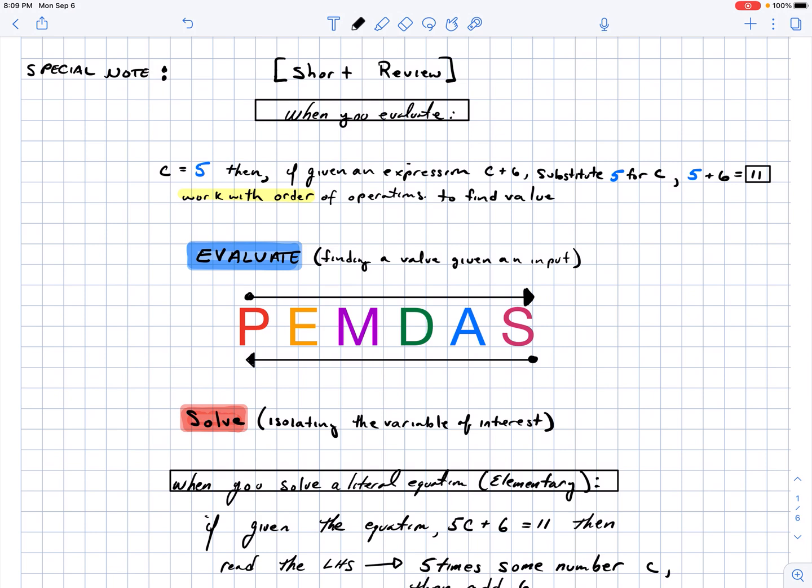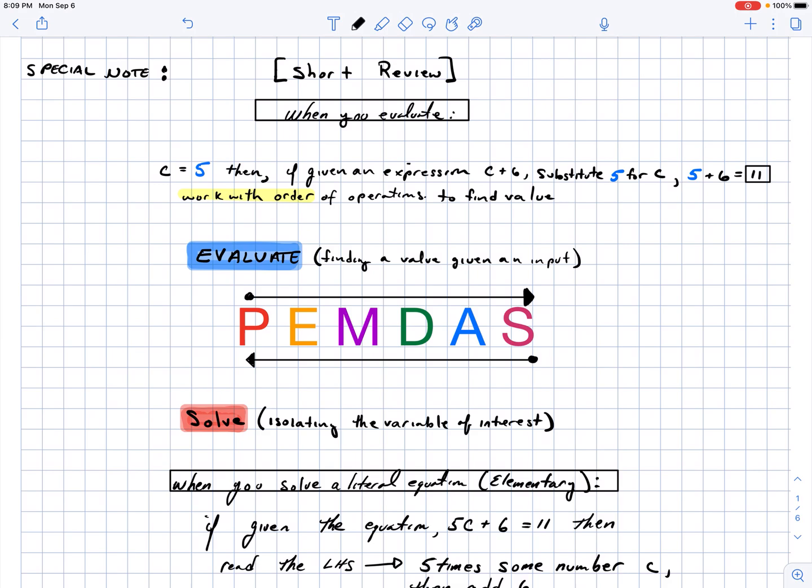So in this case, if c equals 5, then if given an expression c plus 6, all you're supposed to do is substitute 5 in for c. In this case, 5 plus 6 is 11. So you want to work with the order of operations in this very basic example.